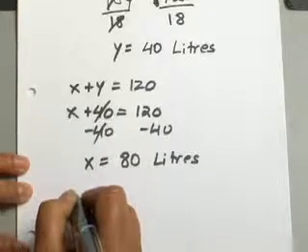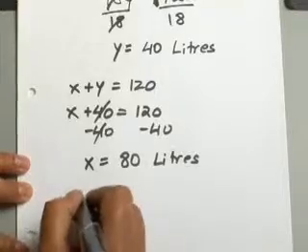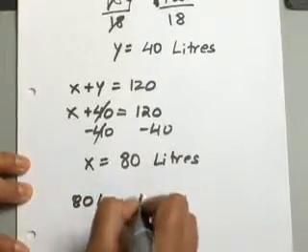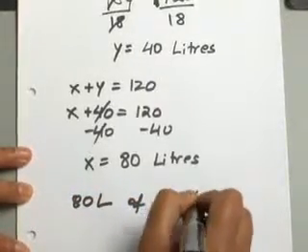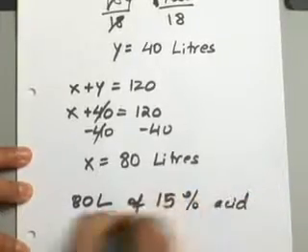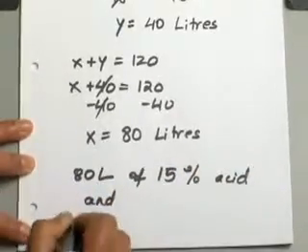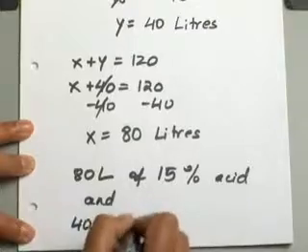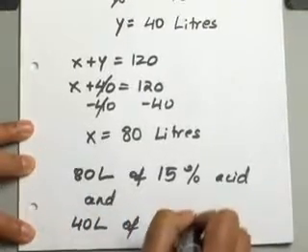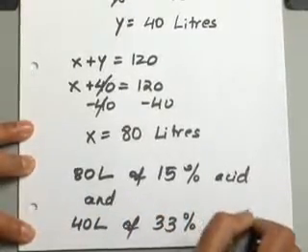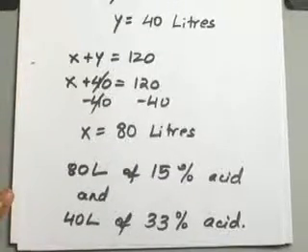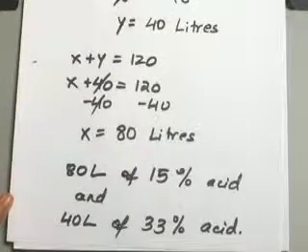Okay, and again remember, it's always a good idea to check your answers. So we will say that we need 80 liters of 15% acid and, what was it, 40 liters of the 33% acid. Okay, and that will be your solution to this given problem here.